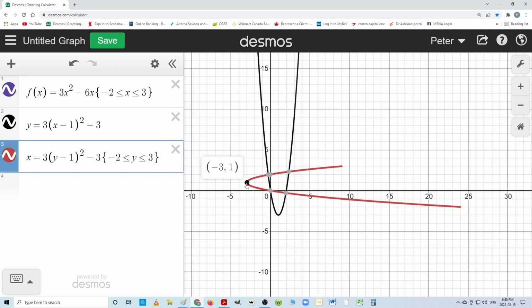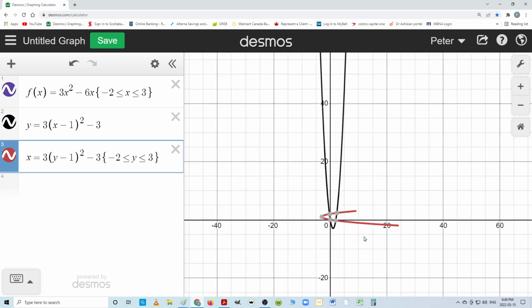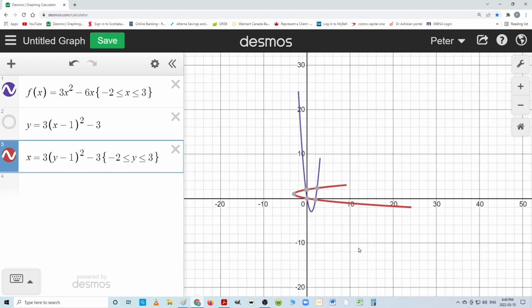So I said that it would be from minus 3 to 24. And sure enough, look at that. The restrictions on the domain of the red are the same as the range restrictions on the purple, and the restrictions on the domain are the same as the range of the purple.